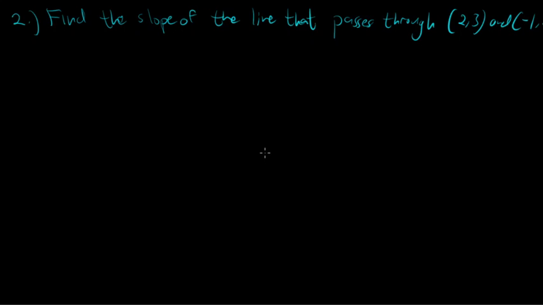Let's have a few more examples on how to find the slope of a line given 2 points. We have here a sample problem. You're asked to find the slope of the line that passes through points (2, 3) and (-1, 2). This time I'll give you an opportunity to try this on your own. So pause this video, give it a shot.